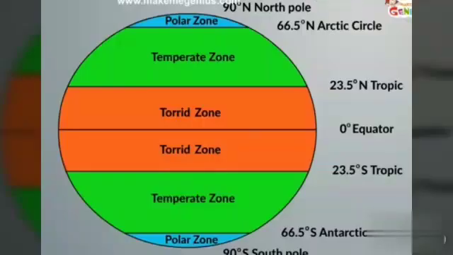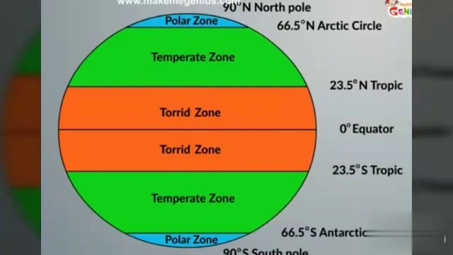Before entering the topic, we should know some points. See the 0 degree equator, then the northern part of the equator is called the northern hemisphere. Southern part of the equator is called the southern hemisphere. Okay? In this picture, northern hemisphere 23.5 degree latitude is called the Tropic of Cancer. At the same time, southern hemisphere 23.5 degree latitude is called the Tropic of Capricorn. Next, the northern hemisphere 66.5 degree latitude is called the Arctic Circle. At the same time, southern hemisphere 66.5 degree latitude is the Antarctic region. Okay.